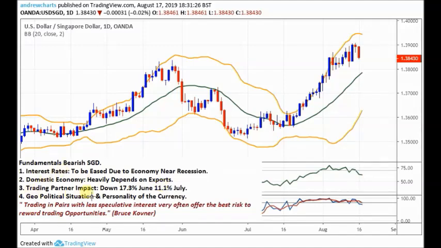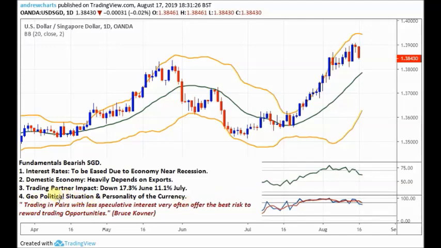So you look at the trading partner impact. Every trading partner that Singapore has, a major one, is just slowing quickly. The slowdowns in the trading partners are just getting worse. China being the major one. Then you've got other nations like South Korea and Taiwan. Look at this export data here. 17.3% drop in June. July was 11.1% drop. It's nearly 30% in a couple of months. Just not looking good for Singapore.